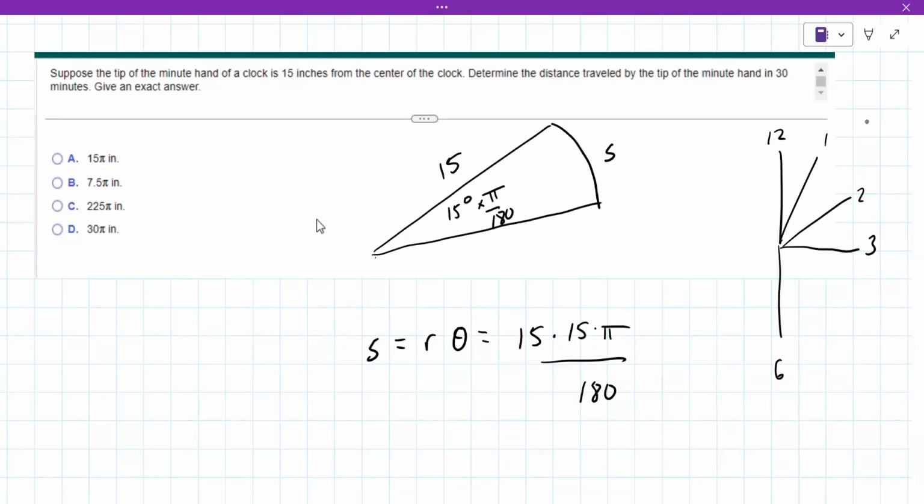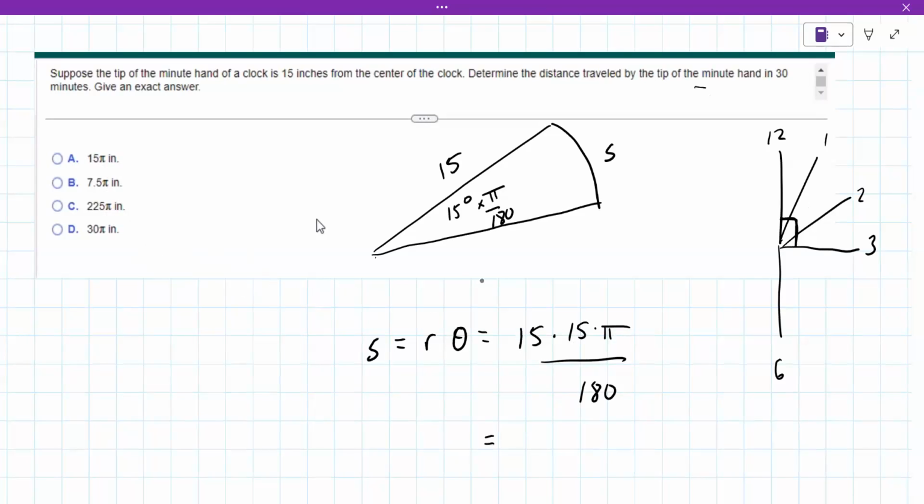Okay, let me put that in real quick. Hold on one second. Times pi over 180. I got 3.926. So notice all the answers have pi's in them. So how do you fix that? You just don't put the pi in your calculation. Oh, and I think I might have made a mistake here.